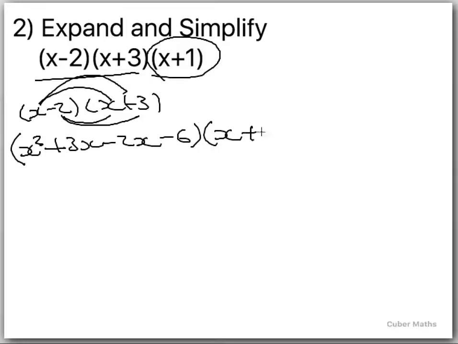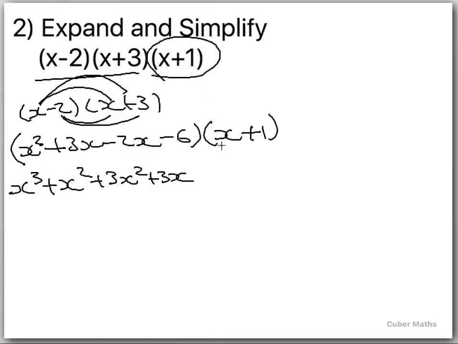So write that on the end, x + 1. We're going to get x squared times x, which is going to give us x cubed. x squared times plus 1, which is going to give us plus x squared. 3x times x, which is going to give us plus 3x squared. 3x times 1, which is going to give us plus 3x.